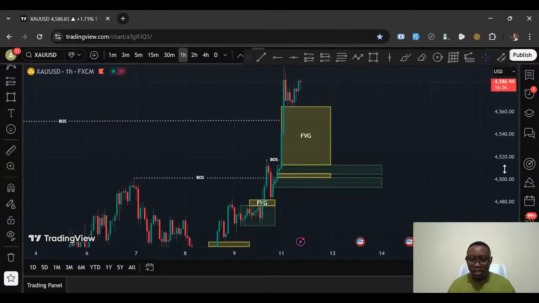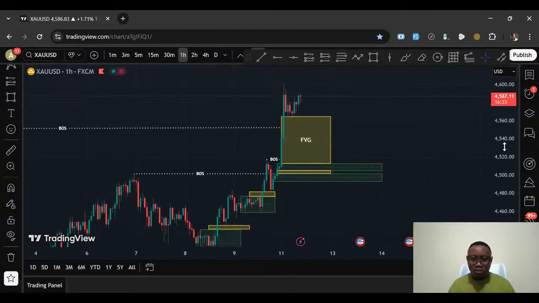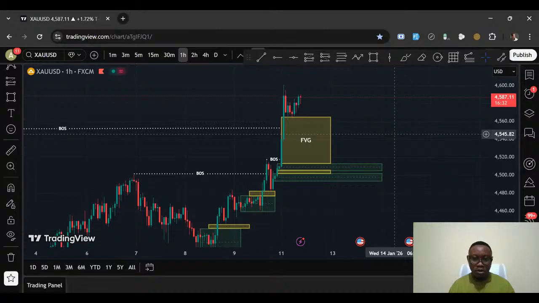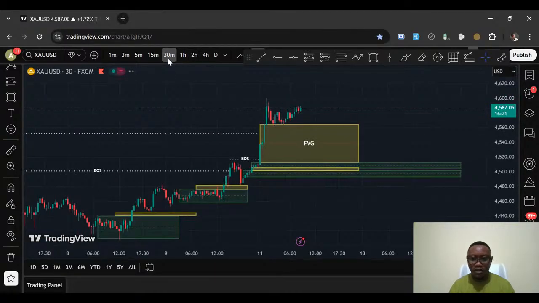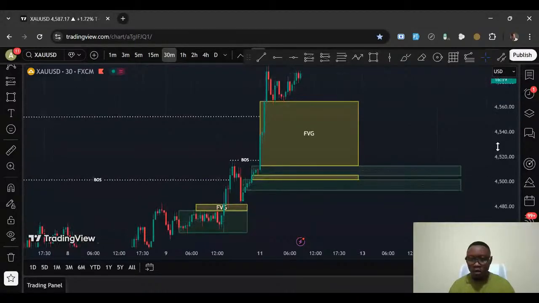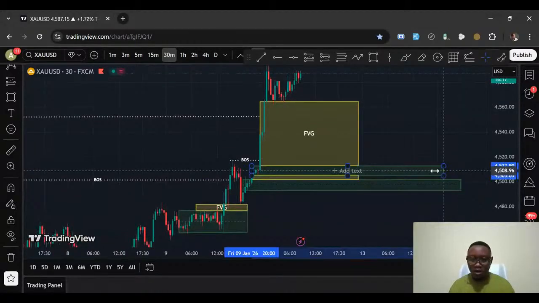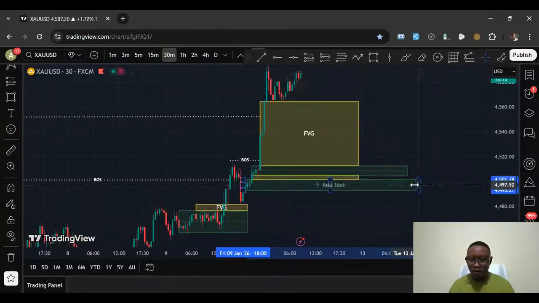All right. Let's move down to, I think that is all on 1H. Yeah, that's all on 1H. Okay, so let's drill down to the 30-minute time frame to further refine our zone and identify other zones.